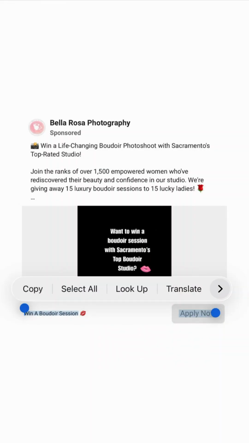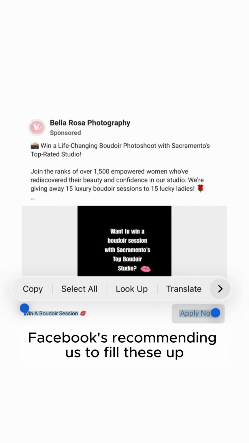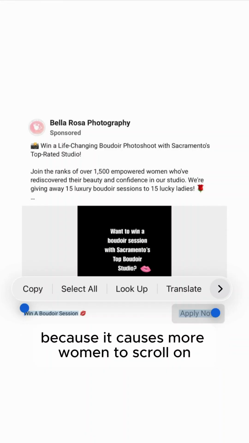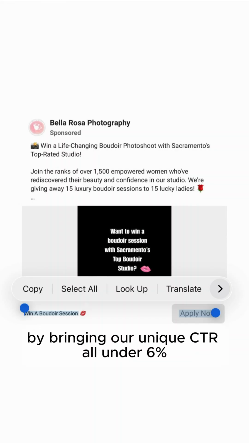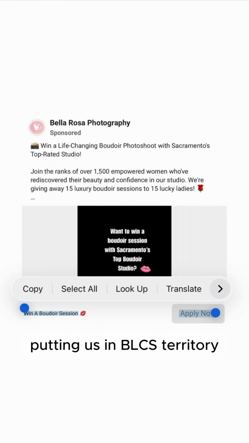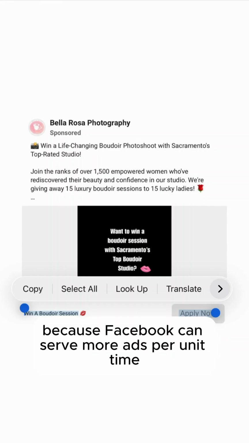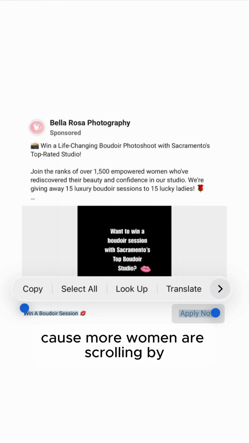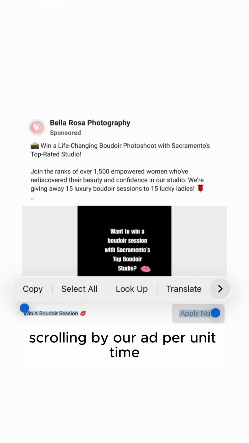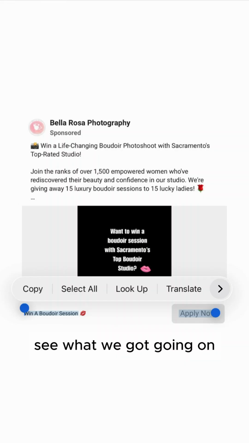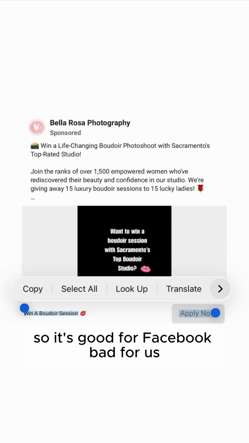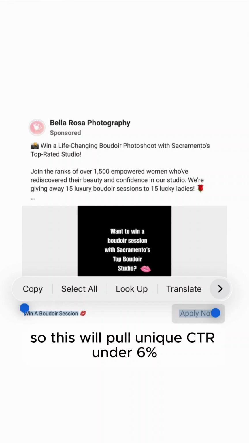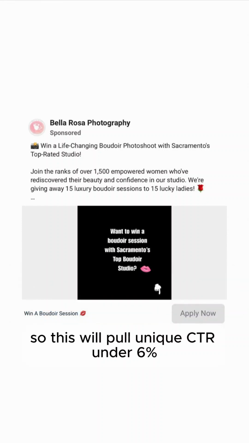that Facebook's recommending us to fill these out because it causes more women to scroll on by, bringing our unique CTR all under 6%, putting us in BLCS territory. And Facebook wants that because Facebook can serve more ads per unit time because more women are scrolling by our ad per unit time. They're not clicking in to read more, see what we got going on. So it's good for Facebook, bad for us. So this will pull unique CTR all under 6%.